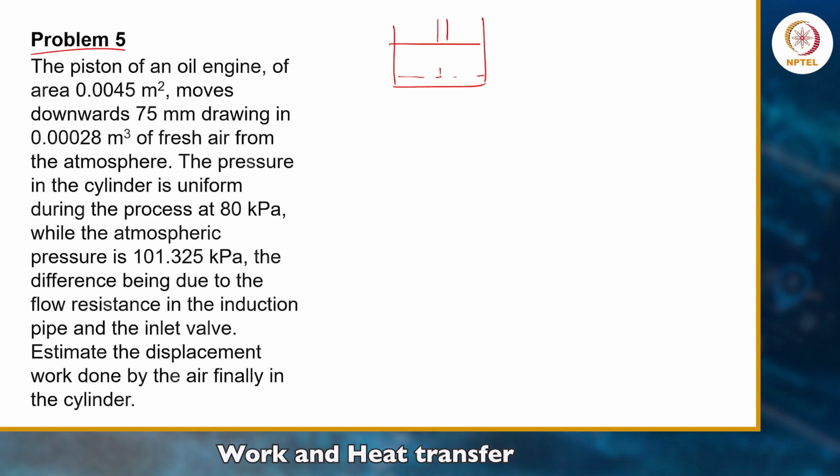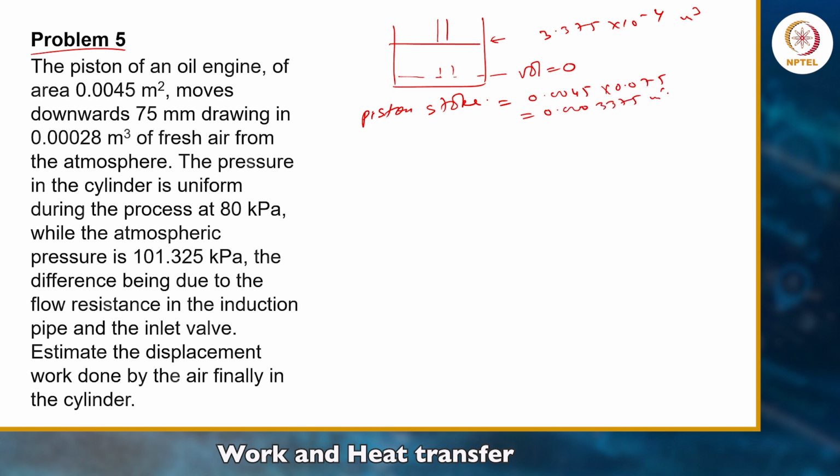Initially the piston was here, so the volume was 0, and the final volume becomes 3.375 into 10 power minus 4 meter cube. So the piston stroke equals 0.0045 into 0.075, which becomes 0.00033375 meter cube. Now, this is not the piston, this is the volume of the piston stroke. So actually this is delta V.